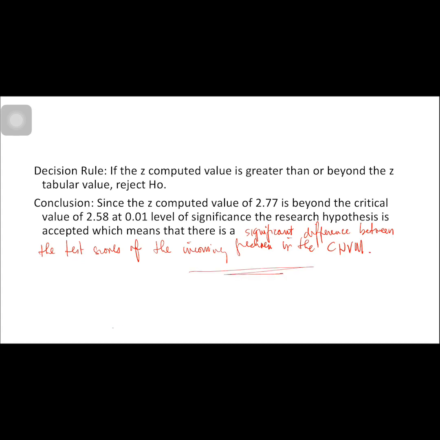To illustrate that, we have here, again, our normal curve. Our tabular value is 2.58. Our computed value is 2.77, which belongs to the rejection region.